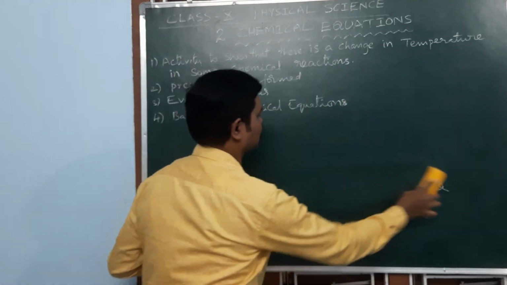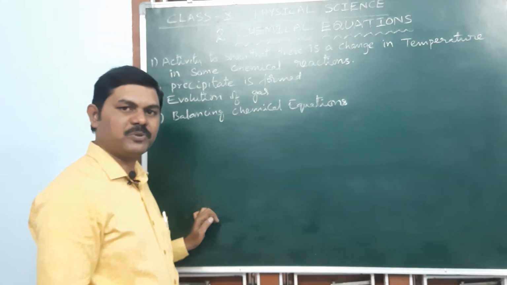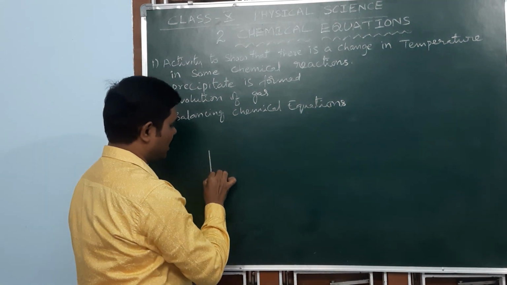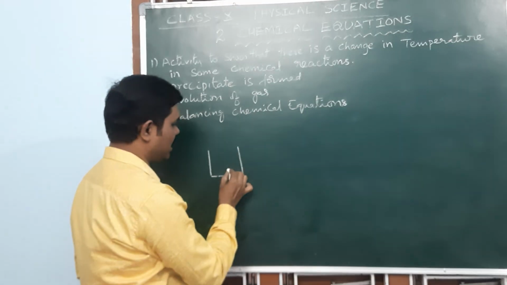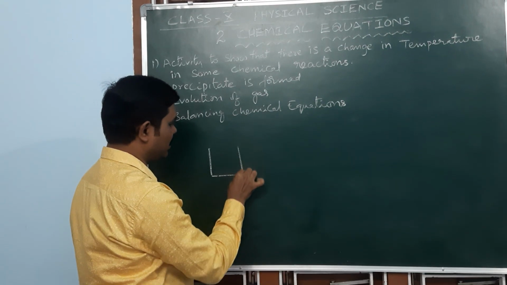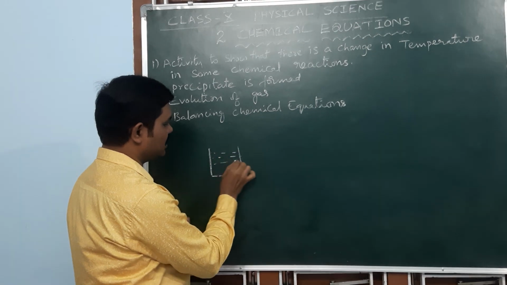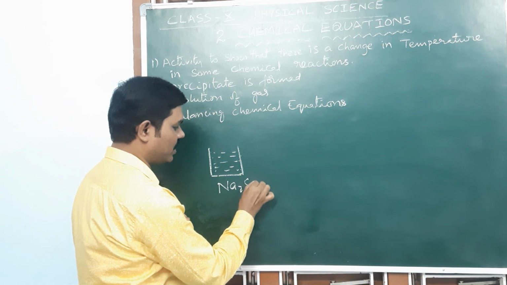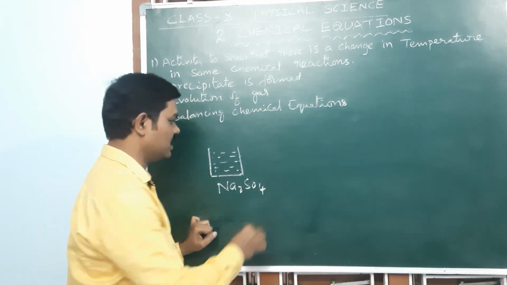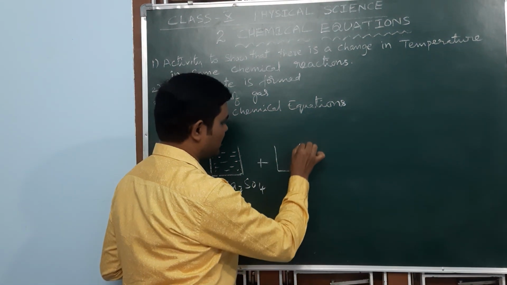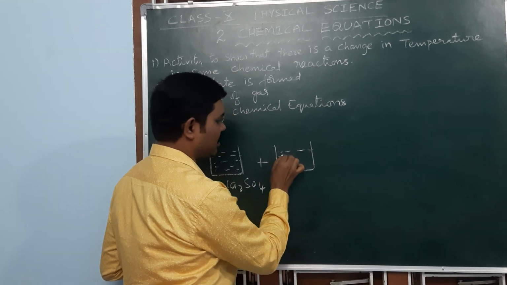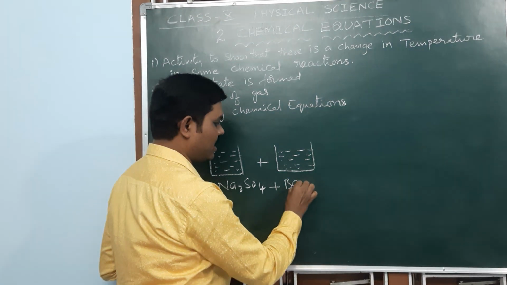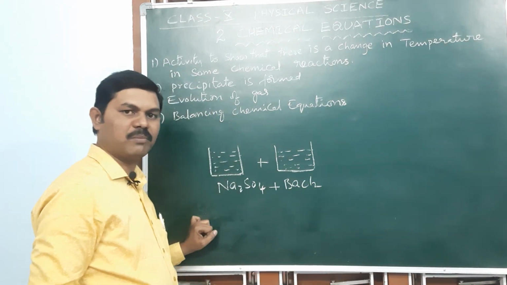precipitation reactions. So how are precipitates formed in chemical reactions? First you have to take a 100 ml glass beaker and take 100 ml of water, and take some sodium sulfate. Na2SO4 is the chemical formula of sodium sulfate. Take another glass beaker and again 100 ml of water, and take some barium chloride. BaCl2 is the formula of barium chloride.